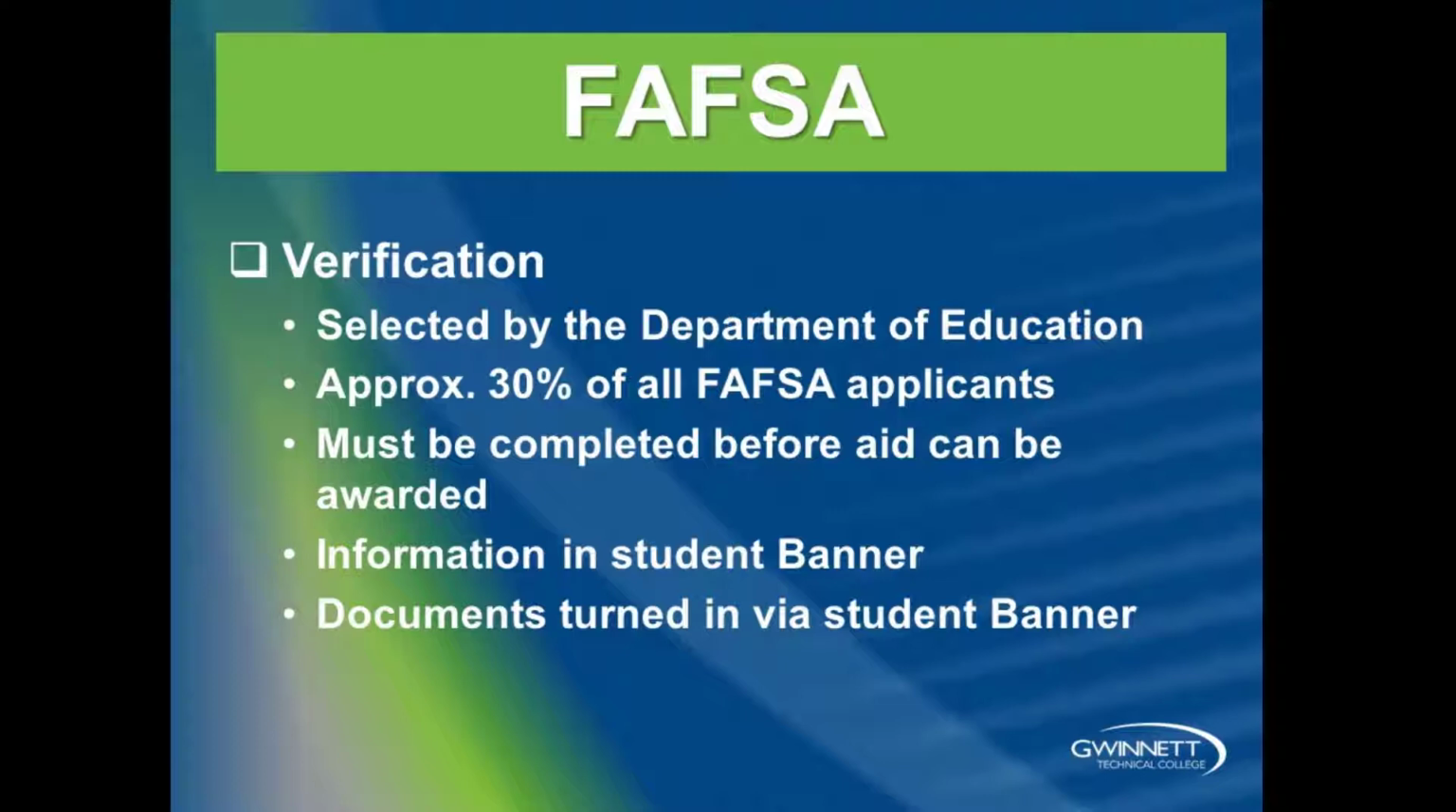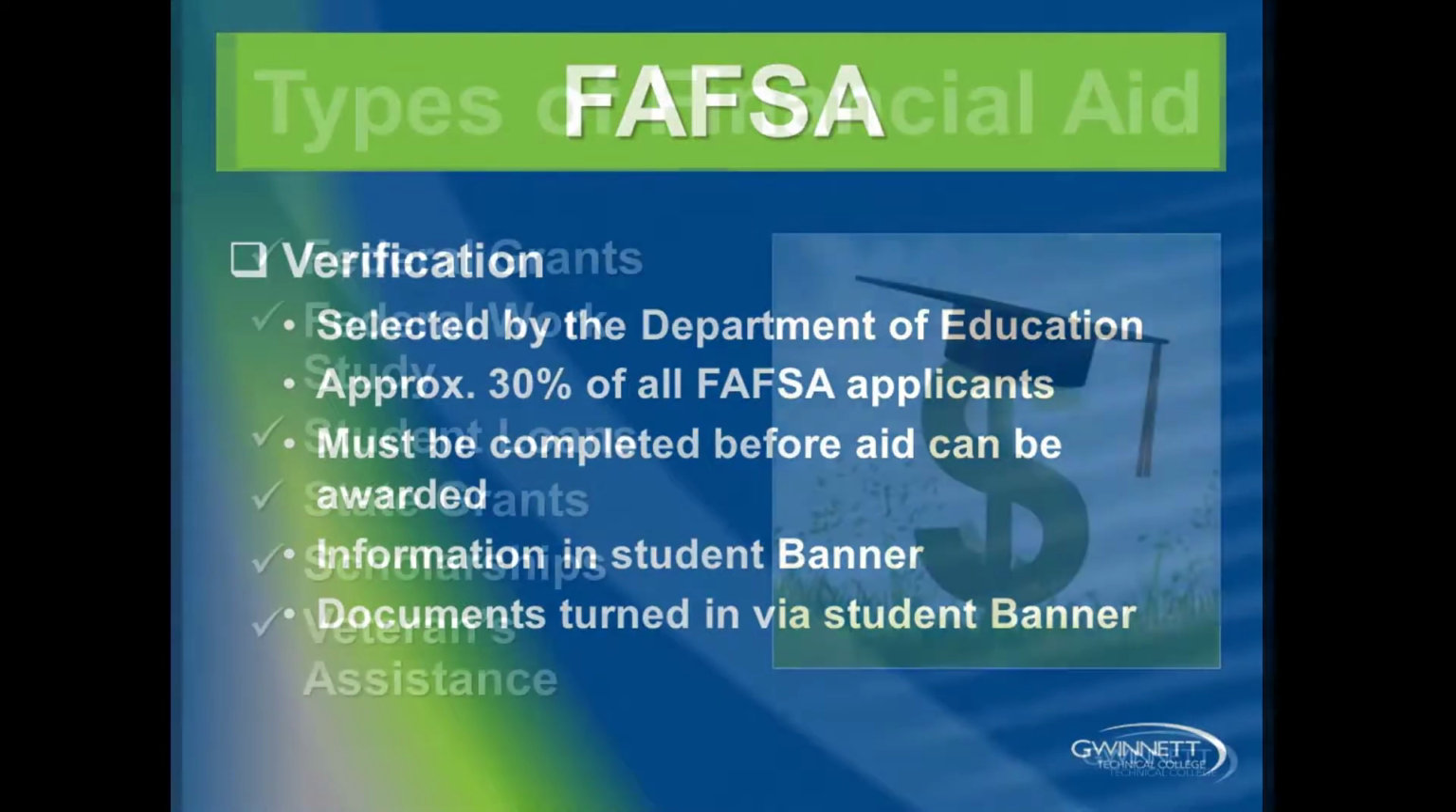You can find information about unsatisfied requirements in your student banner. Many of the documents required for verification can be submitted electronically through your student banner. See our financial aid website for instructions.